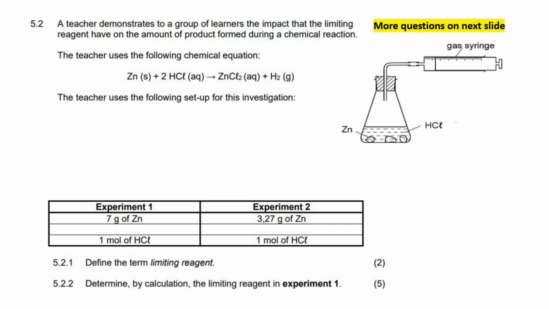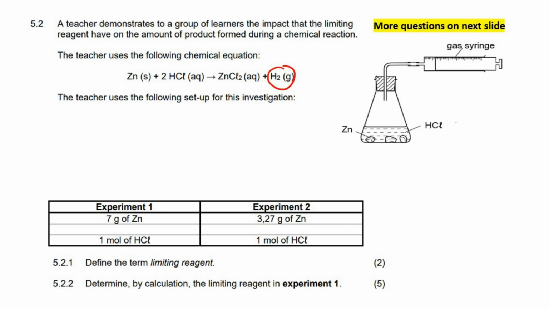So it says the teacher uses the following setup. Okay, so we've seen this before, right? What they do is they take the zinc, which is in the solid phase, and react it with the liquidy HCl, which is in the aqueous phase, and that reaction produces a gas. The gas would obviously rise, and they collect the gas in a gas syringe, and that's how they can see how much gas is being collected.